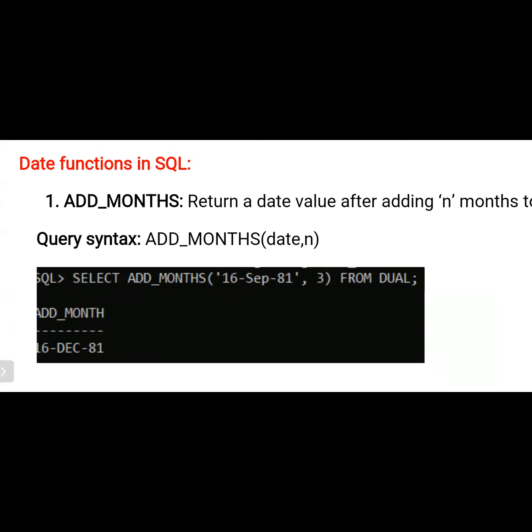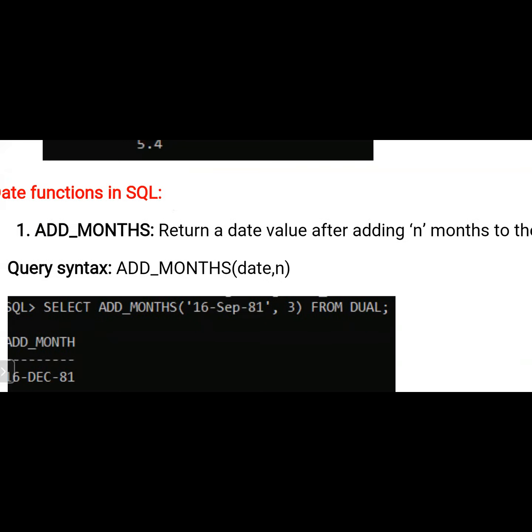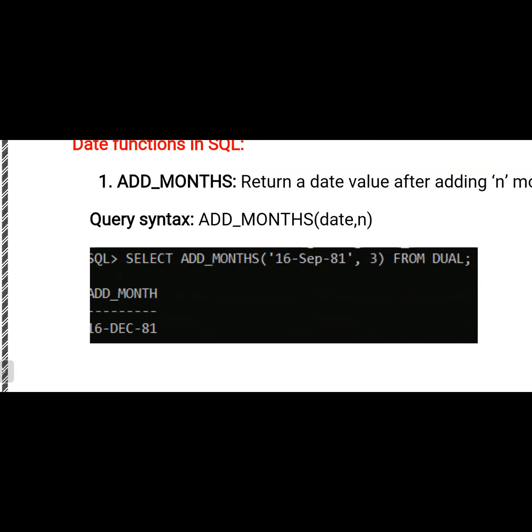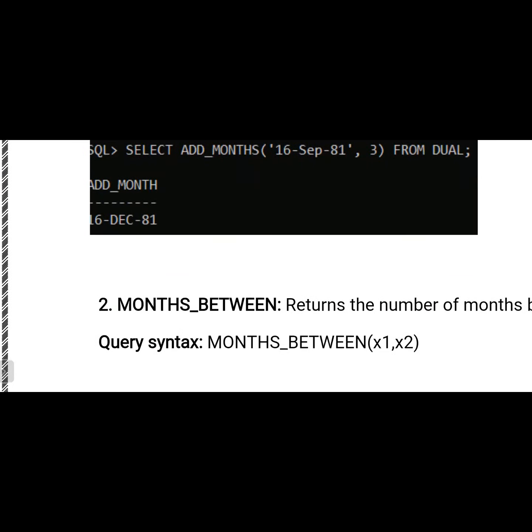So if we are adding 3 months, then what is the output actually? October, November, December. So 16th December 81. If you observe here, that is the output from G1. Whatever input we give, the output can be received from the system. So that's why we are giving the G1.